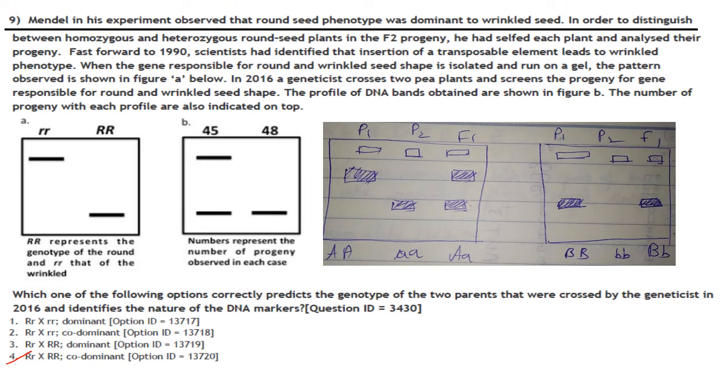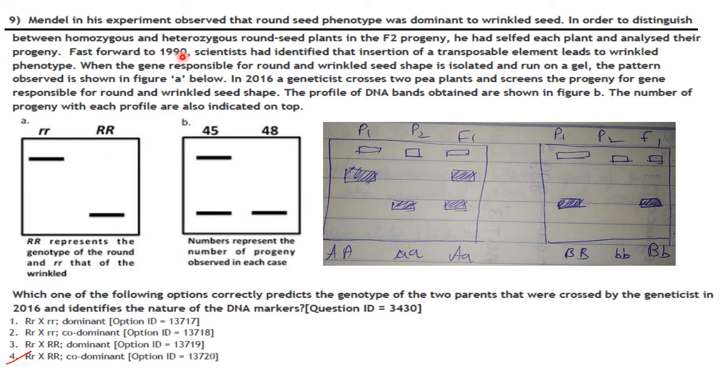So coming to the next question. Mendel in his experiment observed that round seed phenotype was dominant to wrinkled seed. In order to distinguish between homozygous and heterozygous round-seeded plants in the F2 progeny, he had selfed each plant and analyzed their progeny. So he has done breeding experiments.